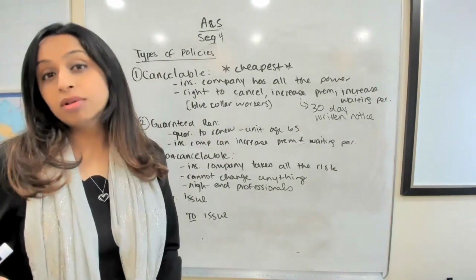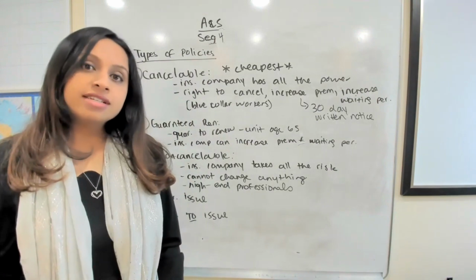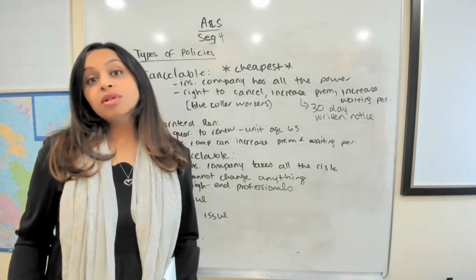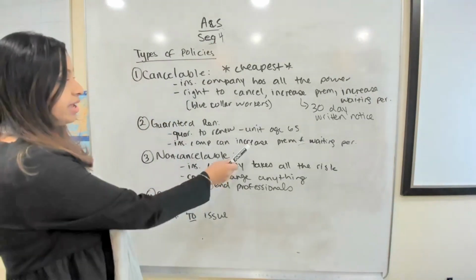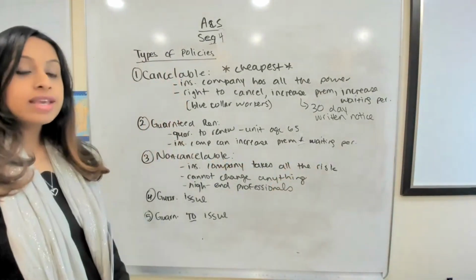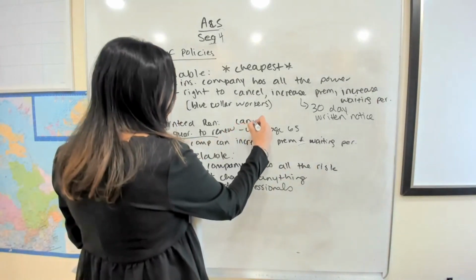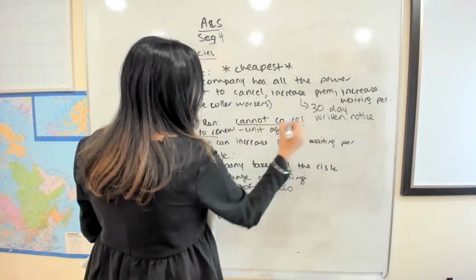All right. The second policy that we're going to look at is called guaranteed renewable. Now, guaranteed renewable and cancelable are very similar to one another. The only difference is that, just as it states, guaranteed renewable has to be renewed. So the insurance company can still increase the premium. They can still increase the waiting period. All they cannot do is cancel this policy. So they can't cancel it.